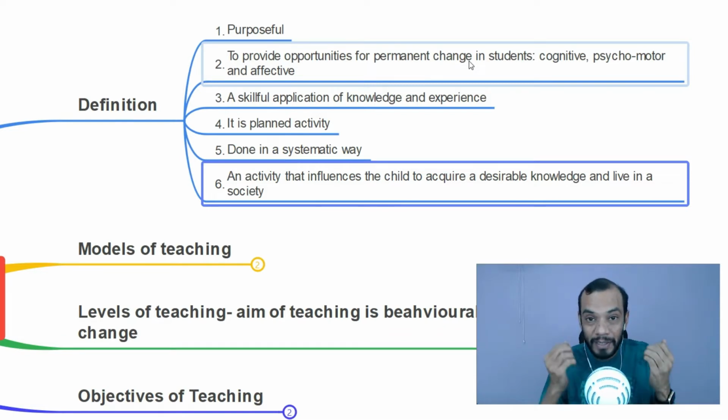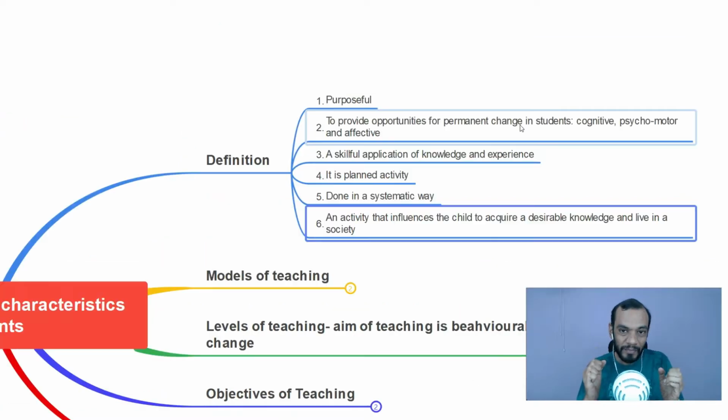And third one, it's a skillful application of the knowledge from the teacher's part. And the fourth one, teaching is a planned activity. And the fifth one, it is done in a systematic way. There is an institution, there is curriculum, there is timetable, everything. So there is a systematic way. And finally, it is an activity that influences the child to acquire the desirable knowledge to live in a society. So teaching is done with these 6 components in mind, which you already know.